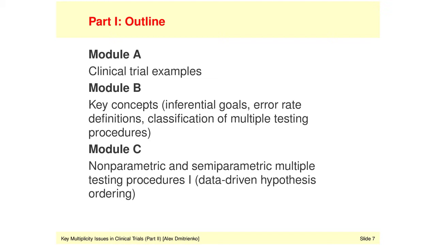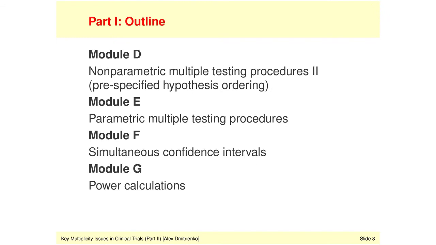It will be helpful to very quickly go through the topics covered in Part 1. We started with a description of clinical trial examples. We spent a good amount of time on defining key concepts that play a central role in traditional as well as advanced multiplicity problems, including inferential goals, commonly used definitions of error rate, classification of multiple testing procedures. We also went over popular multiple testing procedures, beginning with non-parametric and semi-parametric procedures that rely on a data-driven hypothesis ordering. We also discussed non-parametric multiple testing procedures that are based on a predefined hypothesis ordering.